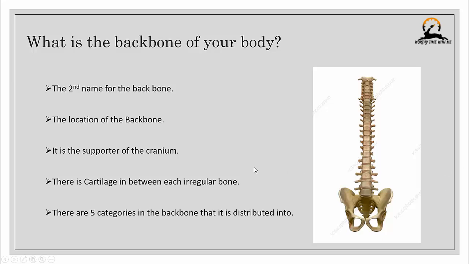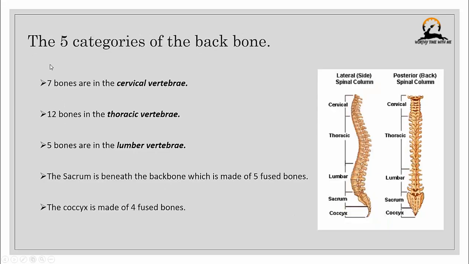Now, there are 5 categories in the backbone that the backbone is divided into. Let's put a hold on and we'll discuss this in the future slides. The 5 categories of the backbone. The 7 bones are in the cervical vertebrae. As you can see here, the cervical vertebrae is the first category of the backbone.